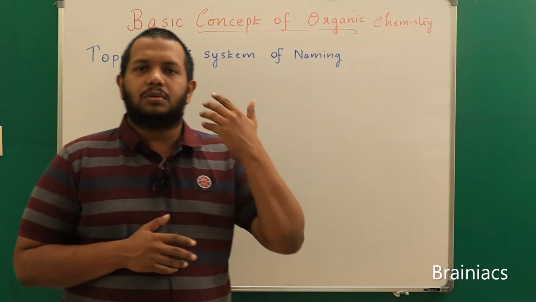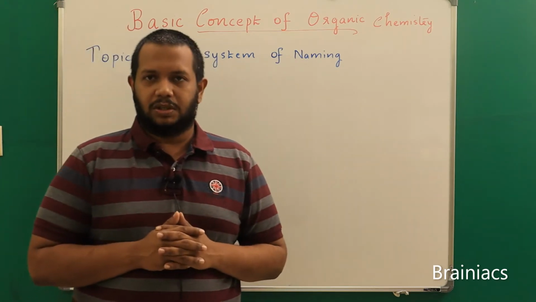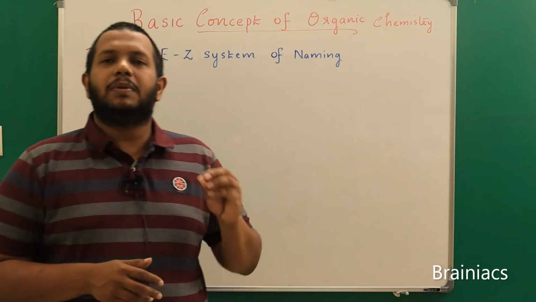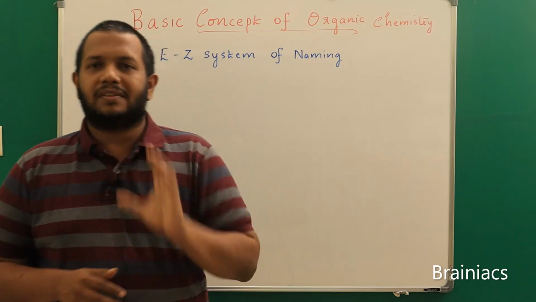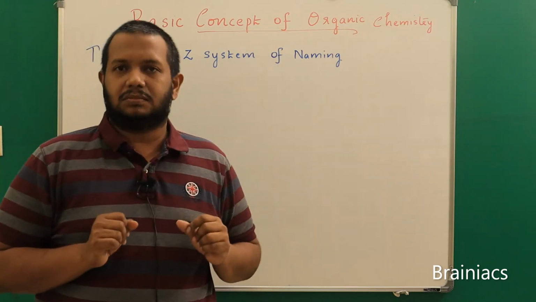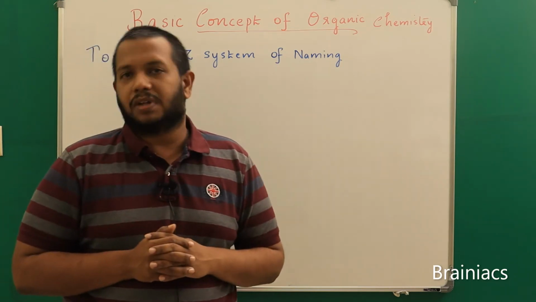Now I need to ask you why we need two systems of nomenclature actually. The reason is that with the cis-trans system we can give cis or trans if there are identical groups on the same side, or on the opposite side. A minimum of one pair of identical groups is required.